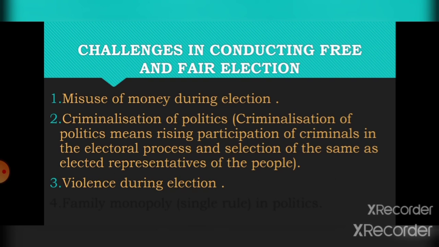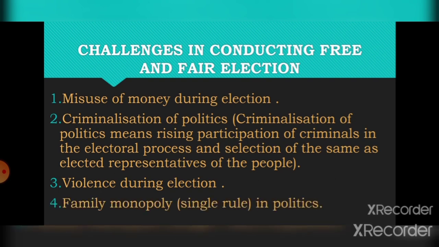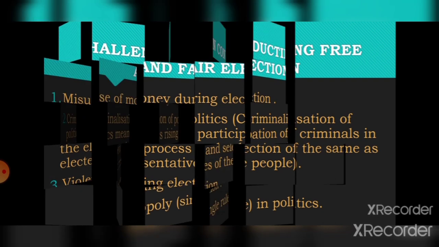Violence during elections. Sometimes there are fights, there are riots when the elections are conducted. Family monopoly, single rule in politics. So what happens? Grandfather was the leader, then the son becomes the leader, again the grandson becomes the leader. So only one family is at the top of the hierarchy. So this is called family monopoly, which we need to stop.